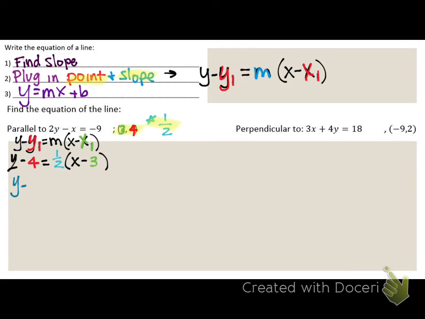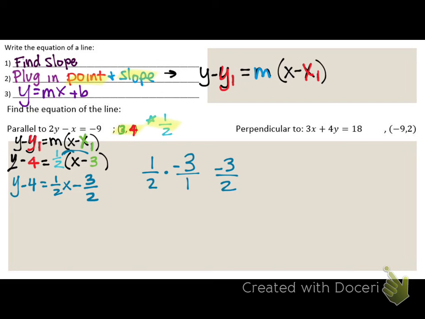We're going to distribute. We got y minus 4 equals 1/2 x. And then 1/2 times negative 3. What do I do to multiply a fraction by a whole number? Put it over 1. Go across. 1 times negative 3 is negative 3. And then 2 times 1 is 2. So I'm going to put the negative in front. Makes negative 3 over 2.